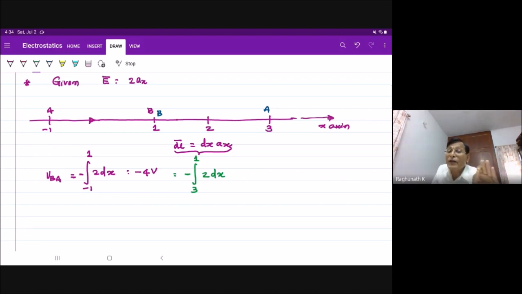E bar dot dL bar is not depending upon whether we are moving to the right or left. It is universally dL bar is dx ax along this. In general, in space, it is dx ax plus dy ay plus dz az. Don't look at whether I'm moving to the right or left along the x-axis, right? The direction in which you are moving is given in the interval limits, from the initial point coordinate to the terminal point. What is this value now? 4 volts.